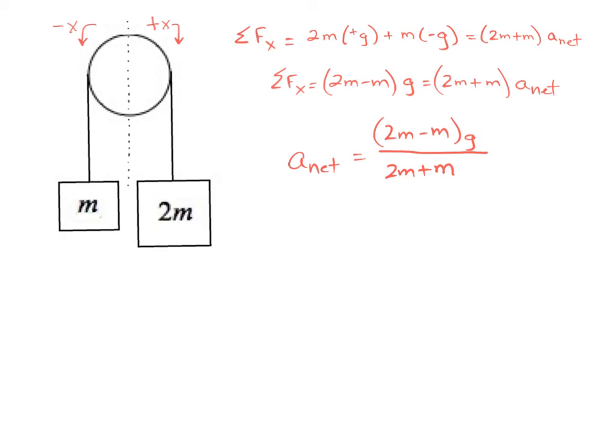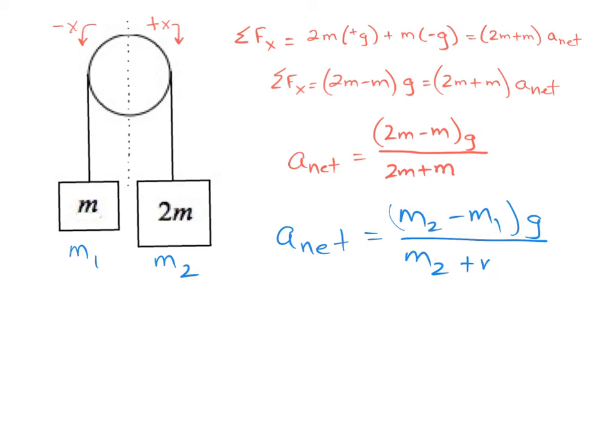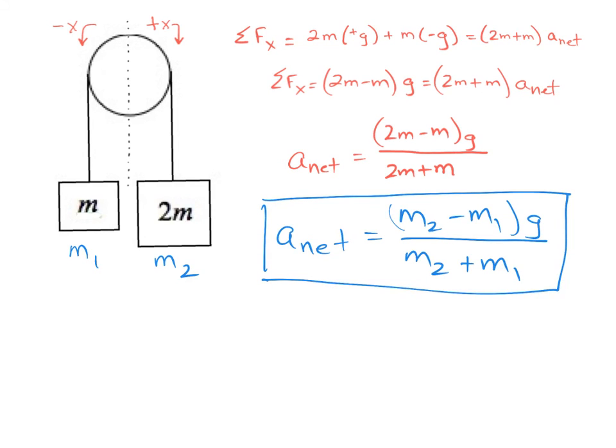So let me give you a formula that will work in pretty much any situation here. Let's first name these blocks. The block on the left, let's call that block M1, and let's call the block on the right M2. And now our overall equation would look something like this. A net, or the net acceleration of the system of the blocks, is going to equal M2 minus M1 times the quantity g, all divided by M2 plus M1. This equation right here will work in every situation. Very simply, it's just the difference between the two blocks times g divided by the sum of the two blocks.